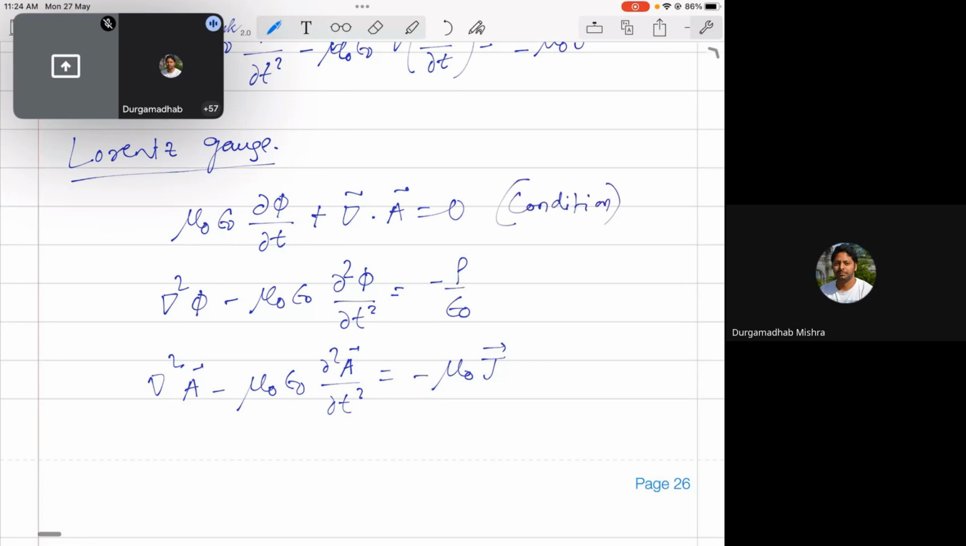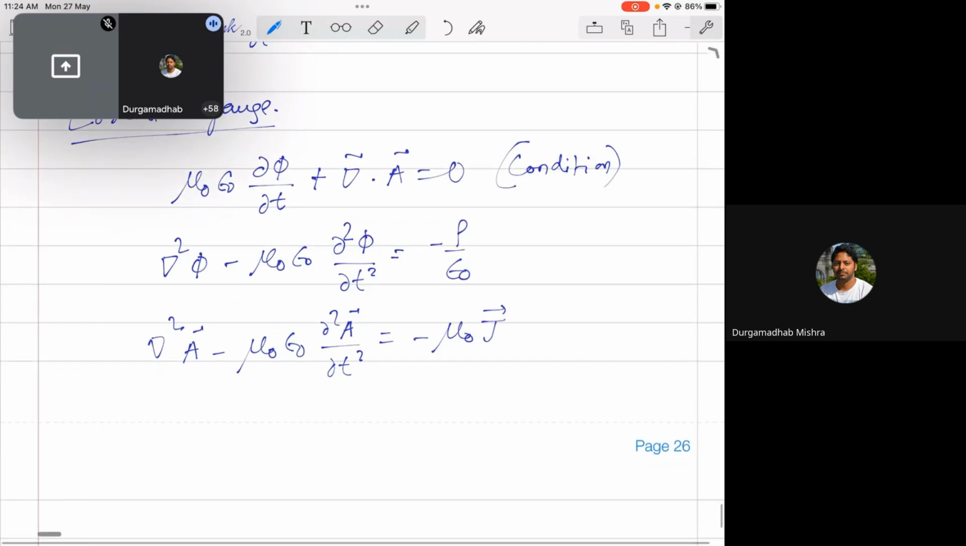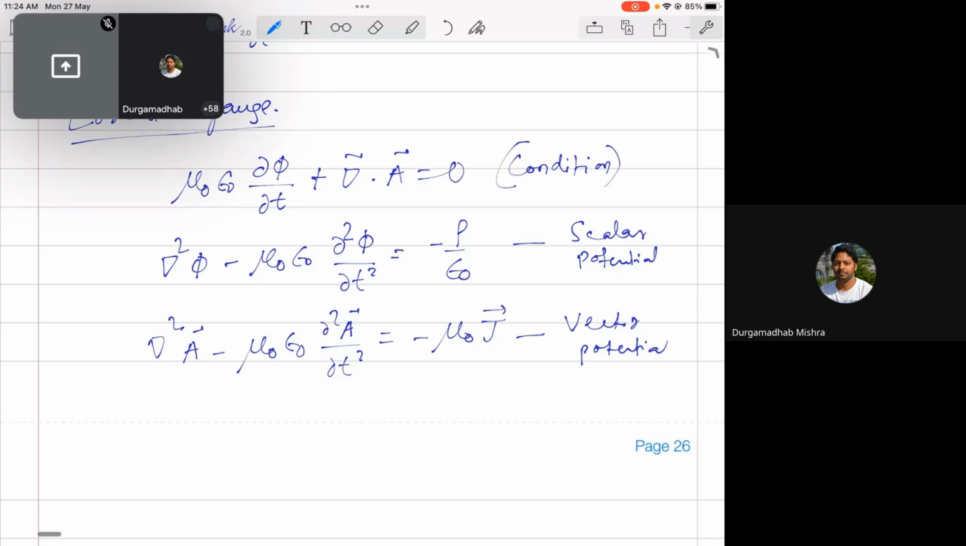Now the nice thing here is we have actually separated or decoupled the equations in phi and A. The first equation is only in terms of scalar potential, and the second equation has only terms of vector potential, right? There is no scalar potential term in this equation, and no vector potential term in the other. So this is simpler because we have decoupled phi and A into two different equations.